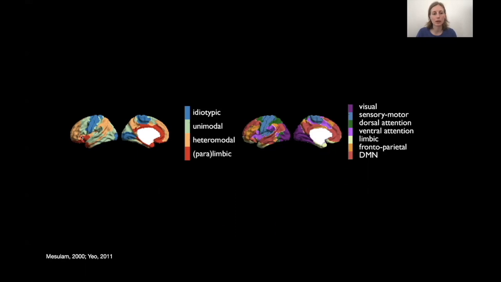And the same holds for heteromodal cortex, which is largely also equivalent to the frontal parietal control network and the default mode network. And then in the end, we also have limbic classes, which are more or less related to the limbic and ventral attention network. But importantly, there's not a one-to-one mapping between, on the one hand side, architectural classes and functional organization.